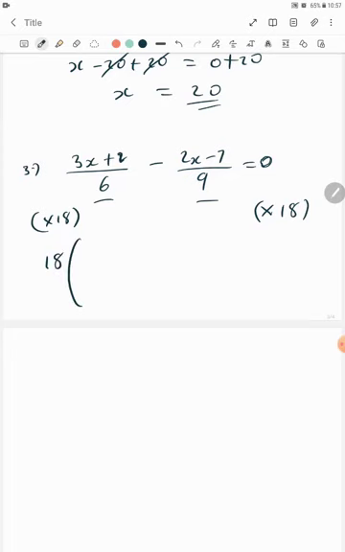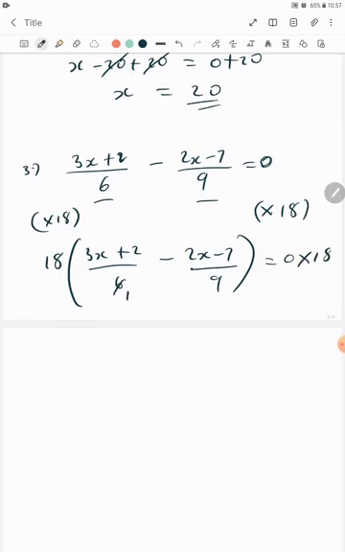So I can say 18 into bracket, everything here, 2 over 6 minus 2x minus 7 over 9, and then I have equals to 0 times 18. So I have 6 here 1, 6 here 3. I have 9 here 1, 9 here 2, such that, okay, let's first deal with the one of 6 so that you don't get confused. So we already have 6 here 1, 6 here 3. So 3 we multiply whatever is up here. Okay, so that will be 3 bracket 3x plus 2. That's the 3 that remains.